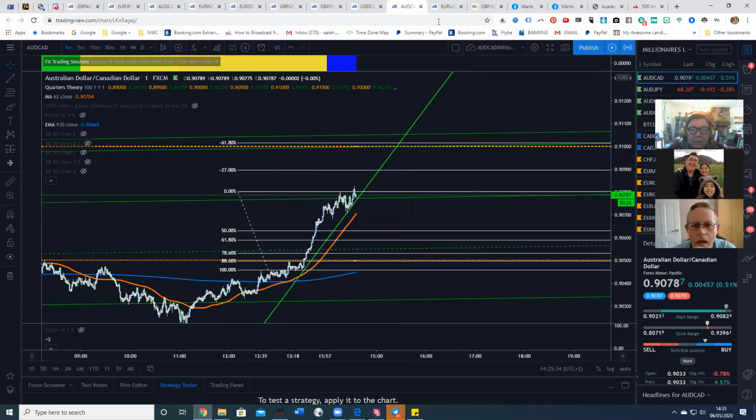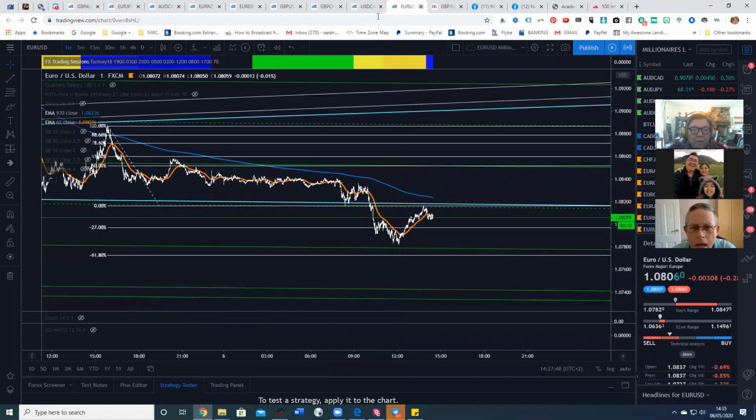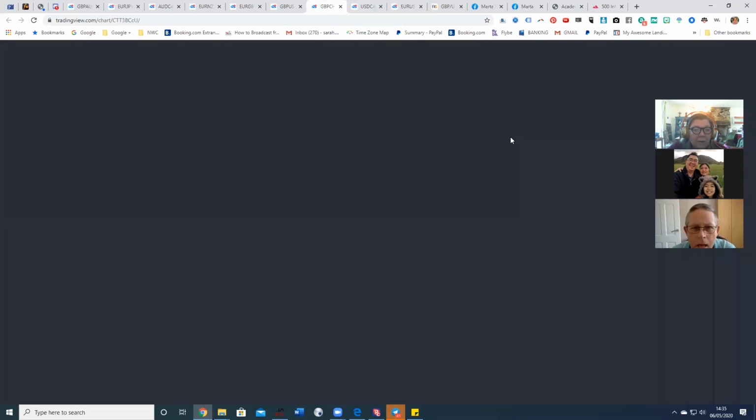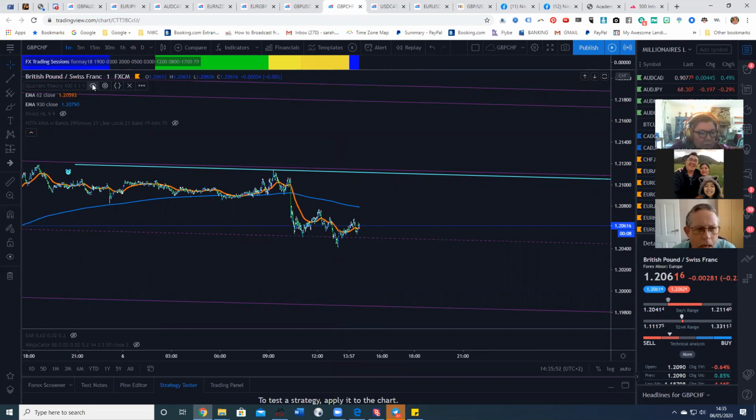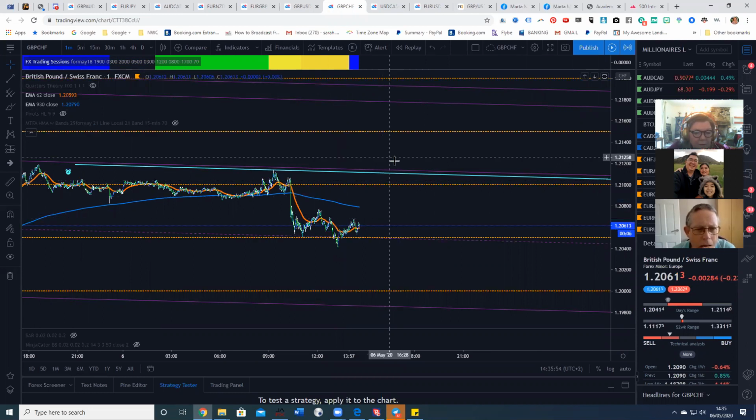Let me just close that down and it won't slow our system down. Great British Pound, CHF. I'm just avoiding the USD pairs at the moment because of the red flag news that's just come out. I'll just turn that on and off, see if that stabilizes. That's a glitch on TradingView when it does that.